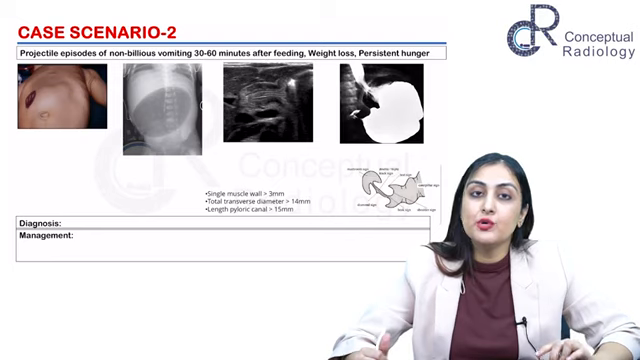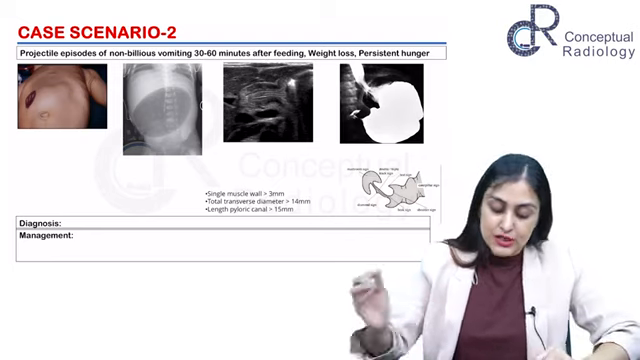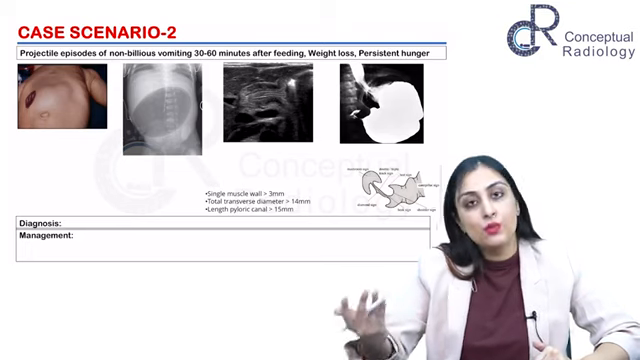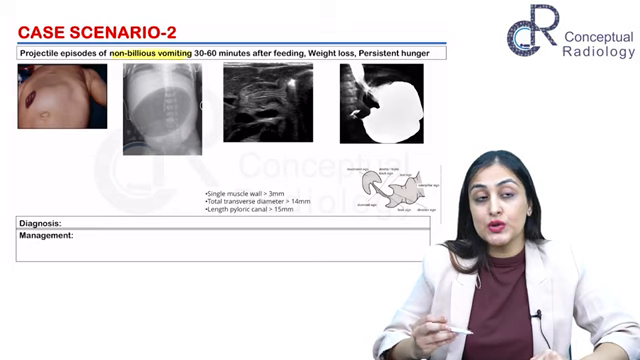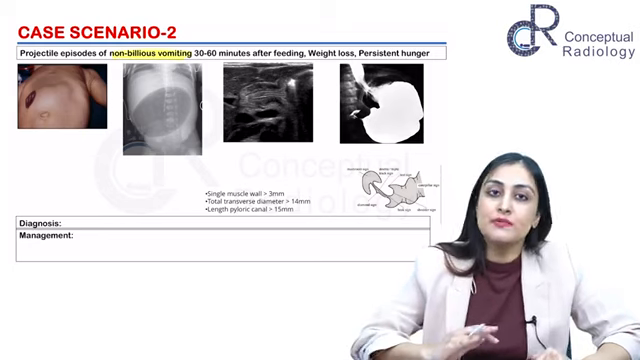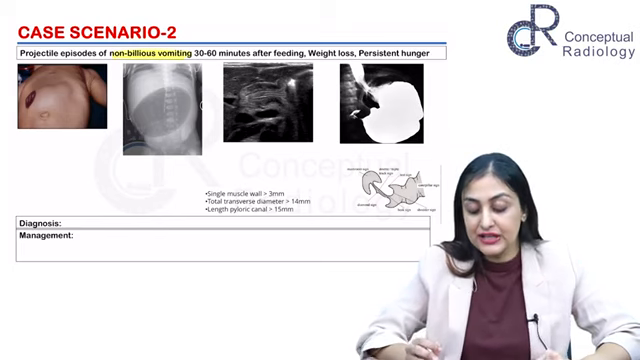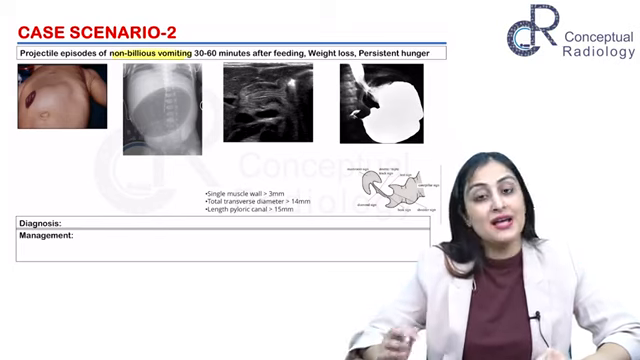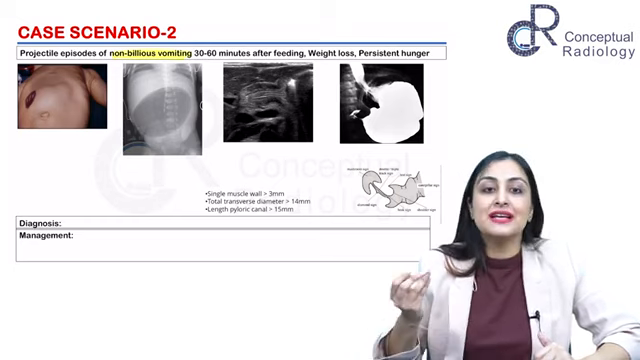So now we are going on to the highest level of obstruction, at the level of stomach. Because it's at the level of stomach, what kind of symptoms do we expect? Non-bilious vomiting. So here you're going to get a history that a child is having these projectile episodes of vomiting every 1.5 hours after feeding, because of which the child is emaciated, there's weight loss, and it's persistently hungry.